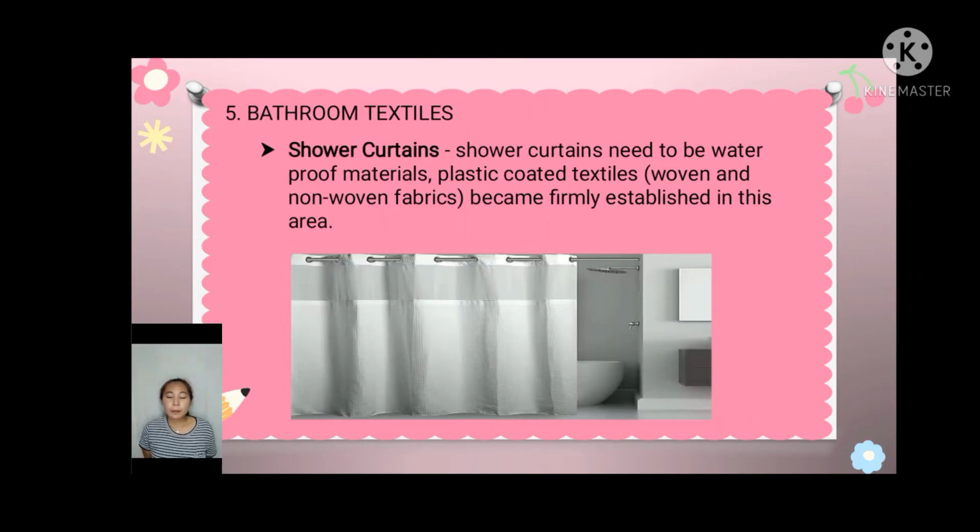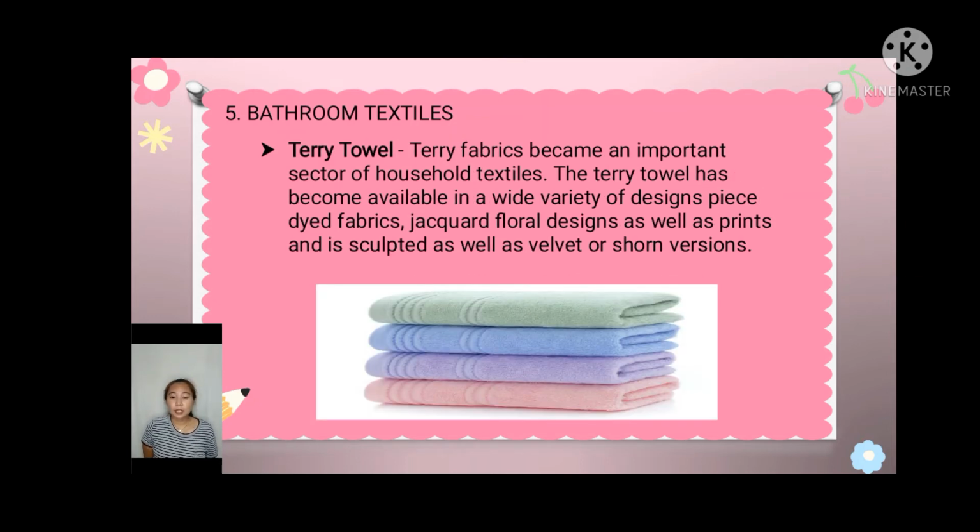The next one is the bathroom textiles. Shower curtains. Shower curtains need to be waterproof materials. Plastic-coated textiles, woven and non-woven fabrics became firmly established in this area. And the next one is the terry towel.